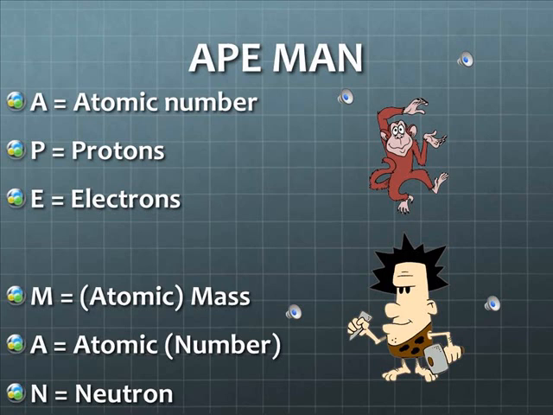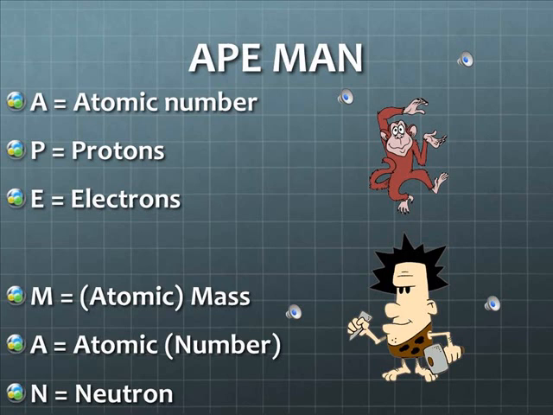One way in which we can remember how to figure out how many protons, electrons, and neutrons there are in an atom or an element by using the periodic table is what we call APE-Man. APE means the atomic number is equal to the protons, which is also equal to the electrons. So APE: atomic number, protons, electrons. And the man part is when we come into the atomic mass minus the atomic number equals the neutrons.